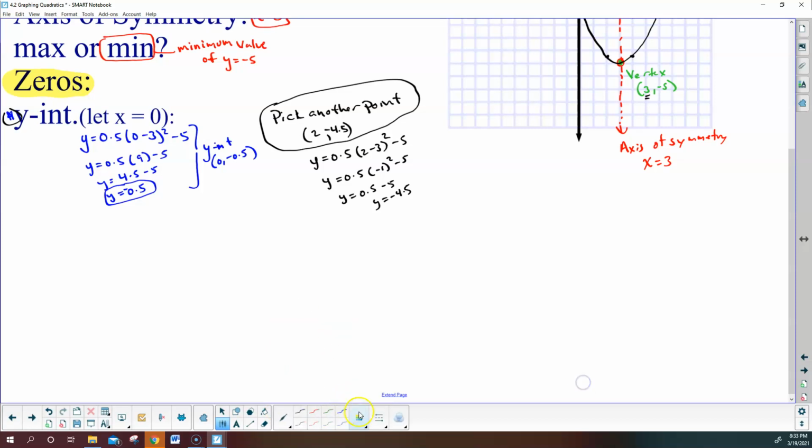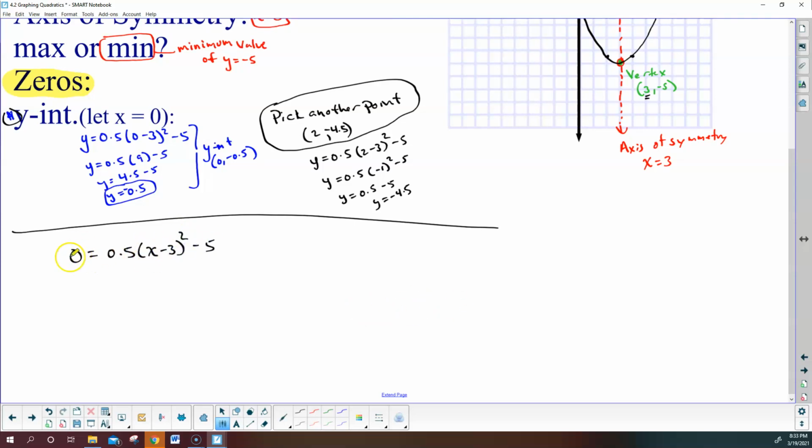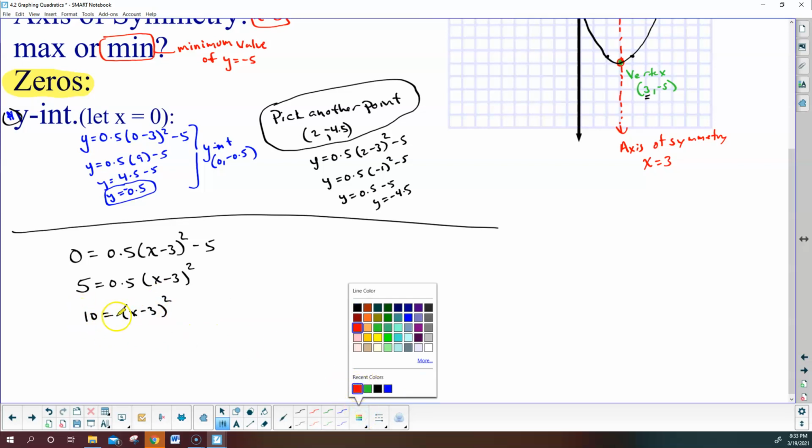And again, this is definitely extra, but I think it's a helpful thing just to connect what we've already done. So if I take my equation that was given, and I set y equal to 0, and I solve, well, what do I have to do? I have to move the 5 over to the other side, so I would add 5. And then I would have to divide by 0.5, which is the same as multiplying by the reciprocal, which is 2. So that would give me a 10. Then I got 10 equals quantity x minus 3 squared.